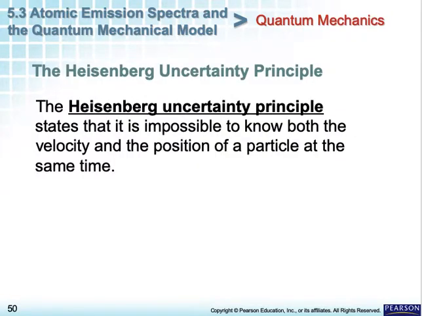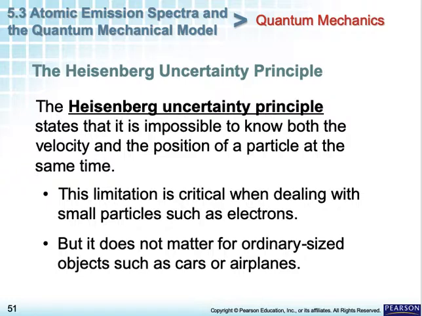The Heisenberg uncertainty principle states that it's impossible to know both the velocity and the position of a particle at the same time. And yes, you do need to know his uncertainty principle. This limitation is critical when we're dealing with really small particles like electrons, because if it's an ordinary car or airplane, measuring its velocity is not going to change its position. But when I hit an electron with radiation, I can either see how fast it's going or I can see where it is positioned.